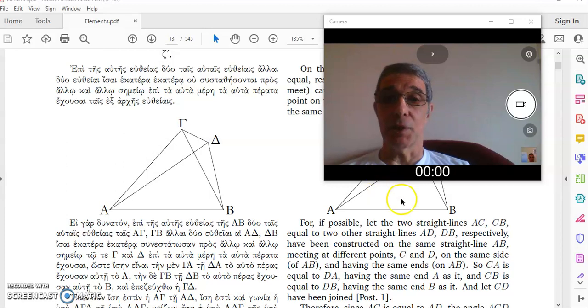Today I'm going to be going over Book 1 and Proposition 7. Since I've done the previous three, I figured that I'll just keep on doing the rest whenever I feel up to it and in the mood. So let's begin.